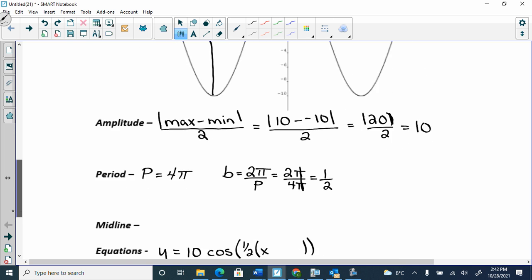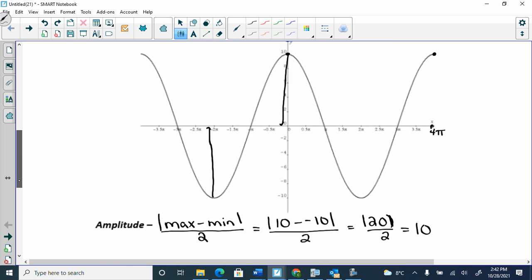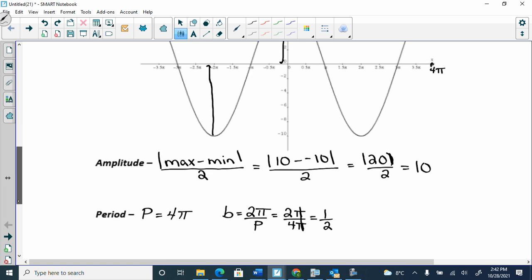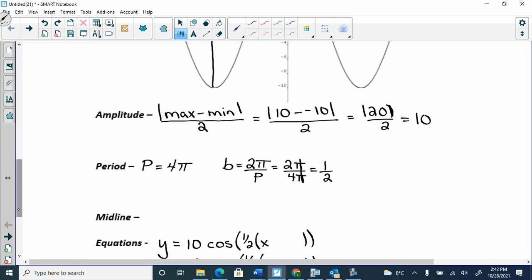So we're going to go max plus min divided by 2. So our max is 10, our min is negative 10. So we're going to go 10 plus negative 10 divided by 2. This one doesn't have an absolute value sign. Why not? Amplitude's a distance. It has to be positive, right? Does my midline have to be positive? No, my midline could be at -3 or -2, right? It could be way below. So we don't do absolutes. So this one's at 0.